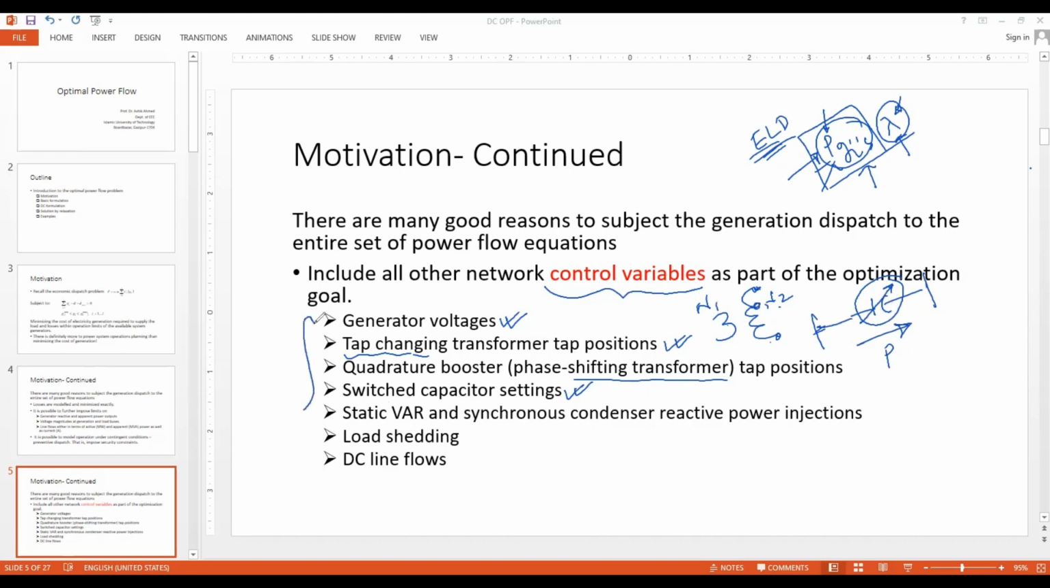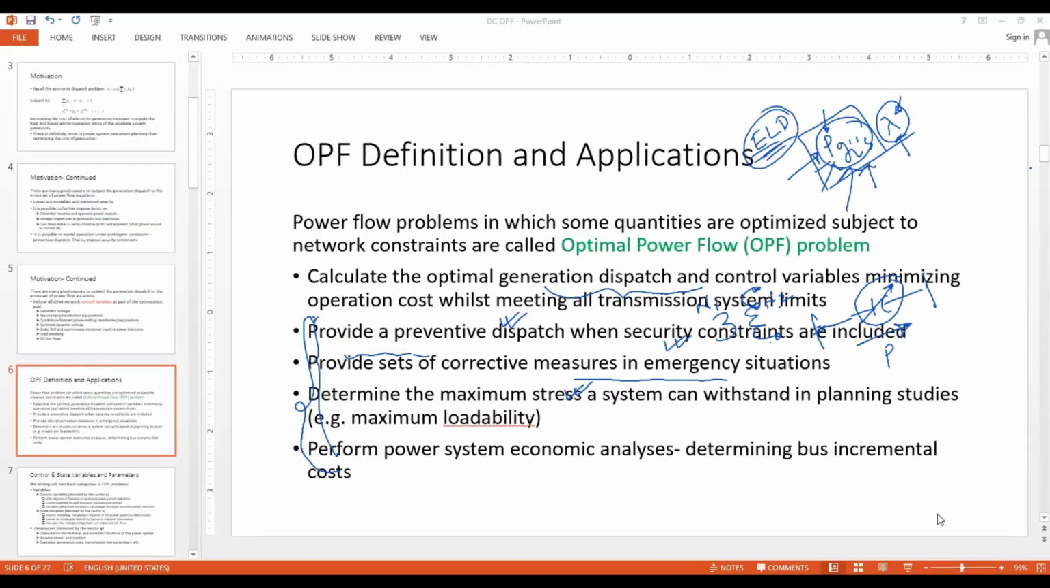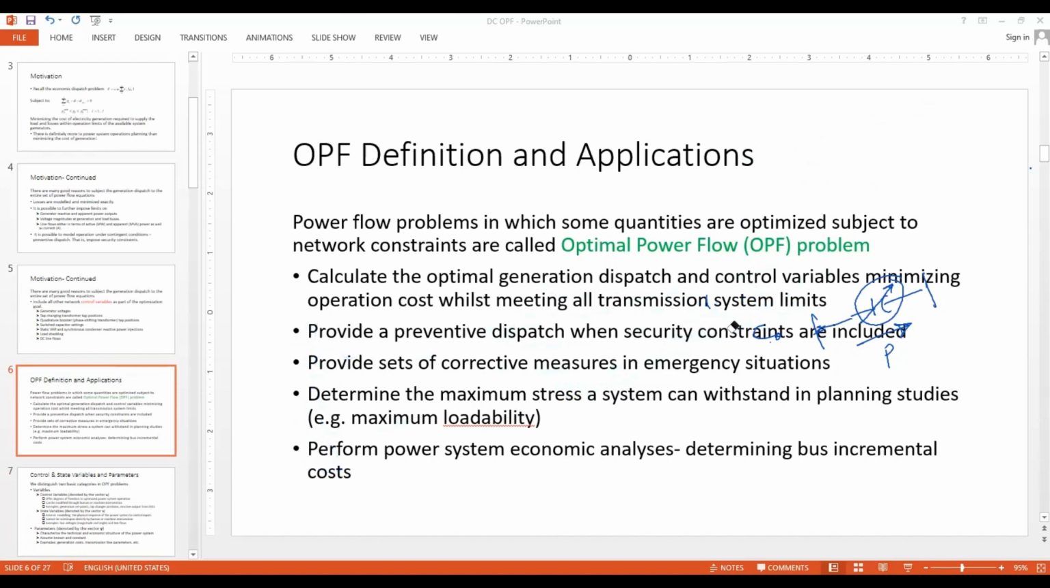So in short, by including any of these, we can also think about a different sort of optimization problem. The power system operation could also be thought of as a different kind of optimization problem, by considering a different set of control variables other than only the PGIs that we did in the ELD. So with all this motivation, now let's go through the definition of OPF.